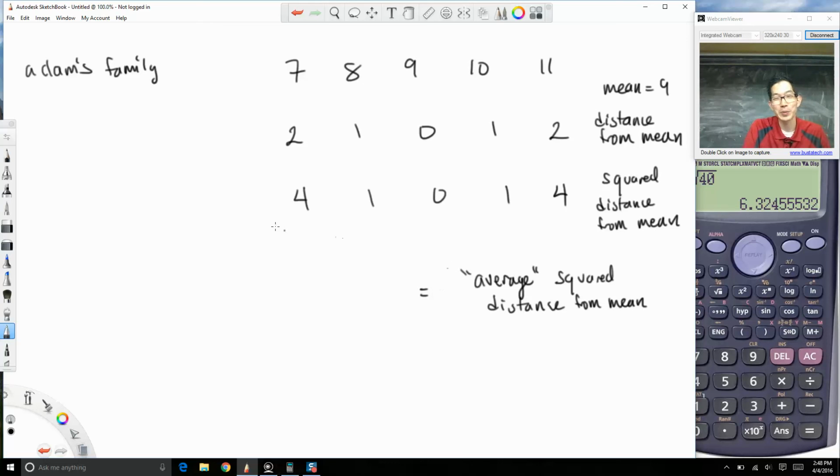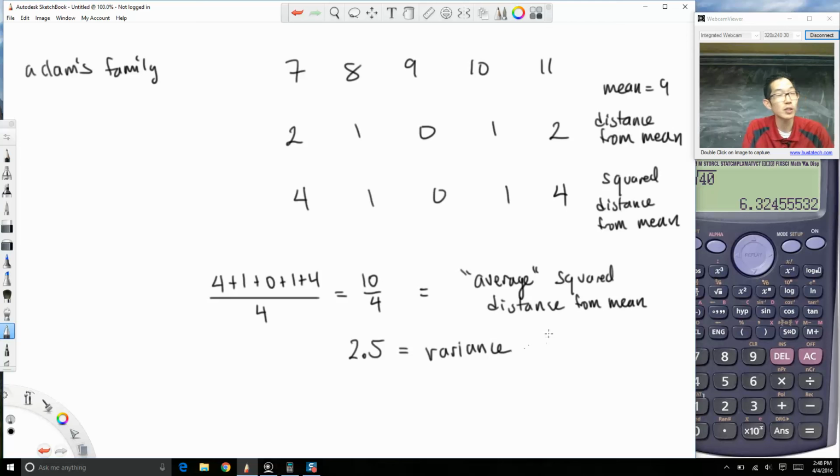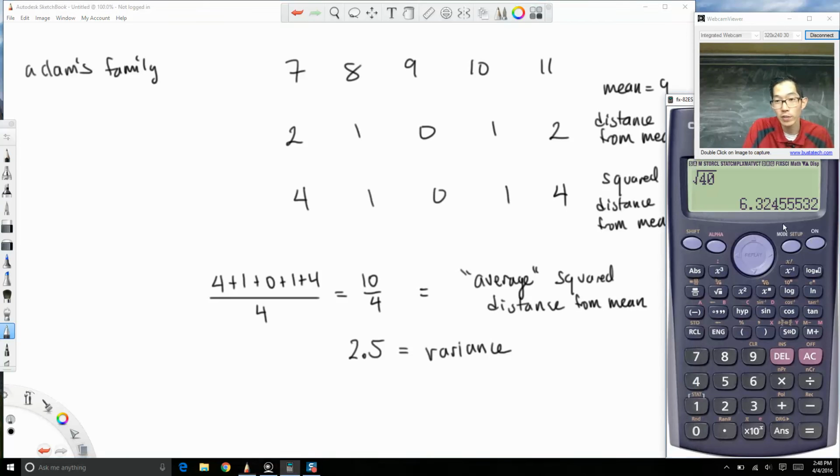Okay, so what do I do if I want to get the average of these numbers? Add them up, but I would divide by what instead? By 4 instead of 5. Oops, it's hard to write numbers and say different numbers at the same time. Okay, so we get 10 over 4. This is my average square distance from the mean, so I get 2.5. This is my variance. So my variance is 2.5.